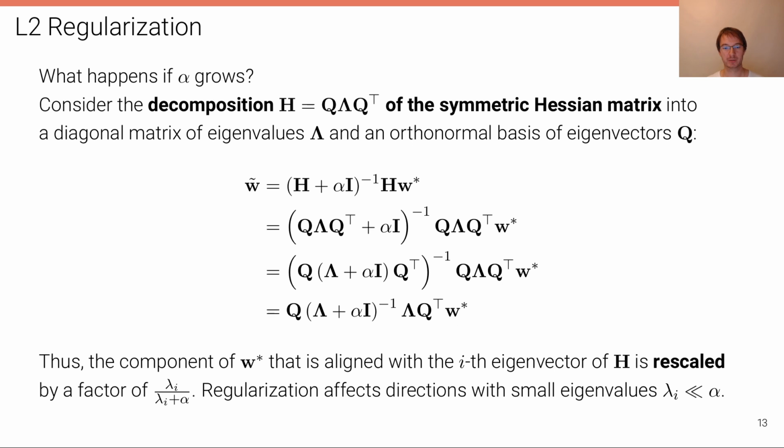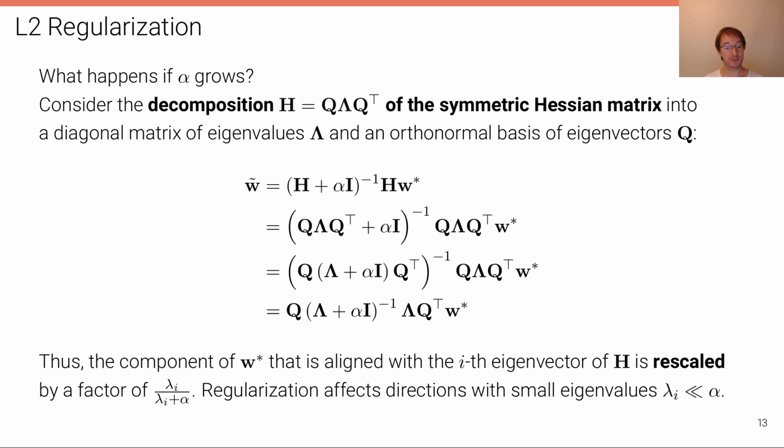Okay. If you have difficulties understanding this general concept here, I highly recommend that you go back a step and have a look at the Goodfellow book. I think it's in chapter 2 or so, where the eigendecomposition is described very well. Okay, so the component of W star that is aligned with the ith eigenvector of H is therefore rescaled by this factor. Right.